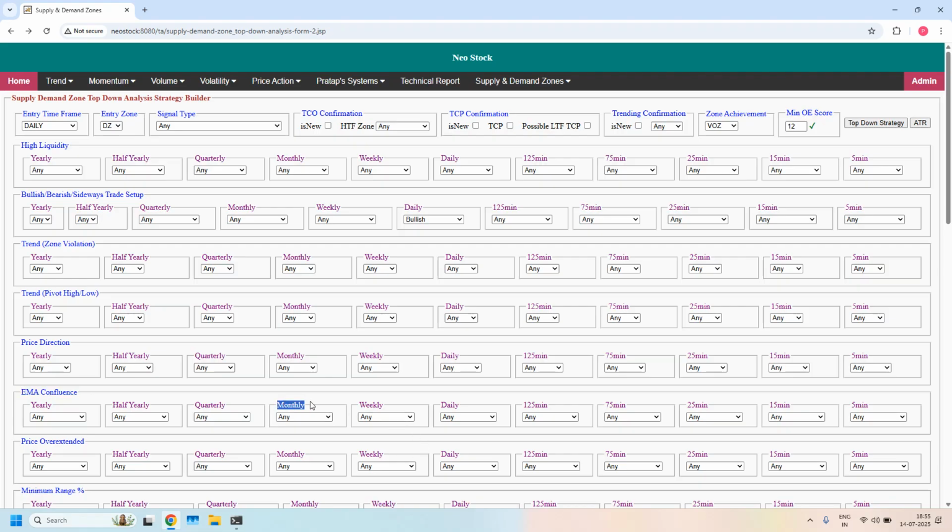So in the EMA at monthly, I'm checking monthly demand zone having monthly EMA confluence. At the same time, the trend on the monthly should not be sideways. It should be uptrend because it is a bullish trade setup.